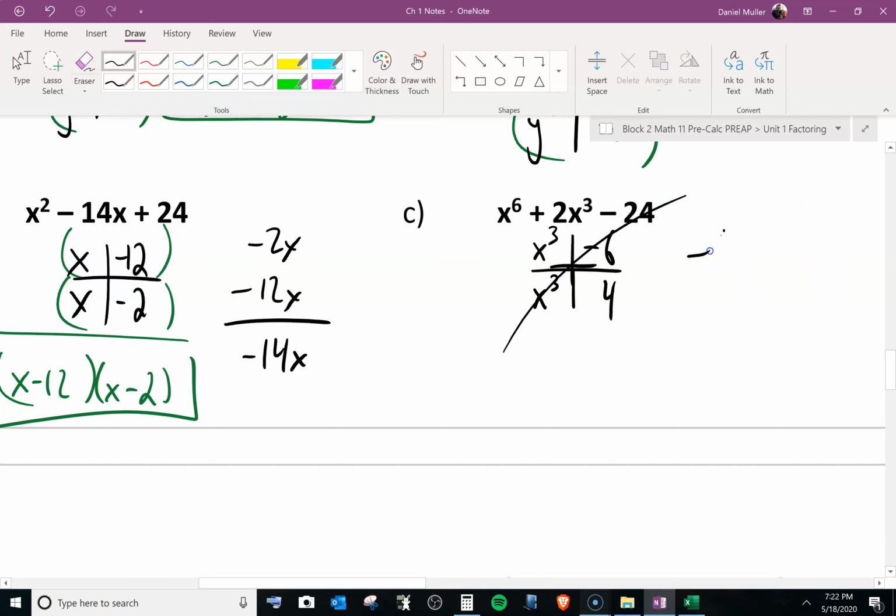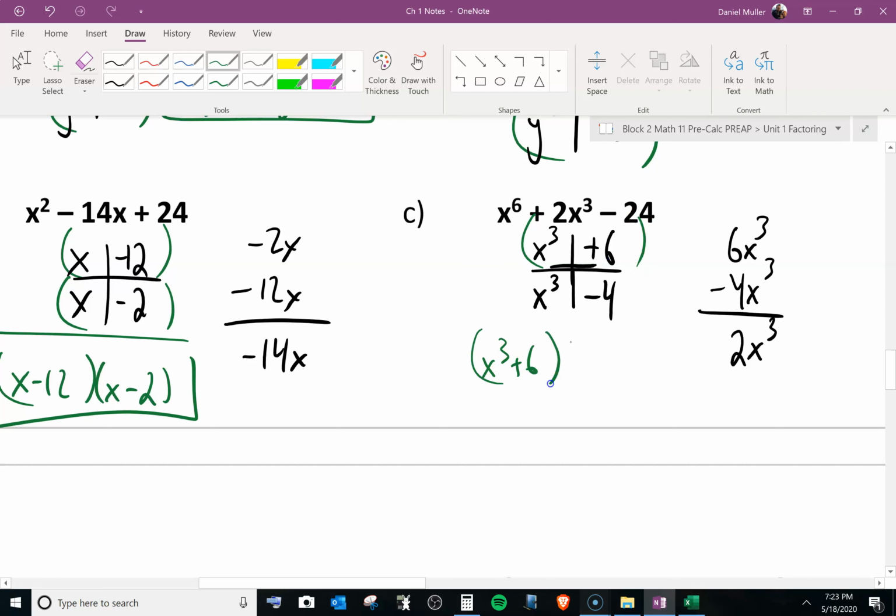So this diagonal is negative 6x cubed. This diagonal is 4x cubed. That gets me, if I add them, a negative 2x cubed. That is not what I have. I have a positive 2. So I know that if I just make this negative a plus and this plus a minus, then that should clear things up for me. So I've got a 6x cubed and a negative 4x cubed. Adding them, there's more positives. There's 2 more. 2x cubed. So that is what I needed. So I have an x cubed plus 6 and an x cubed minus 4.